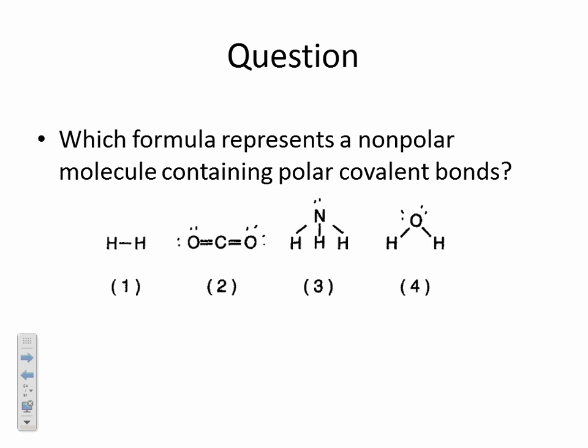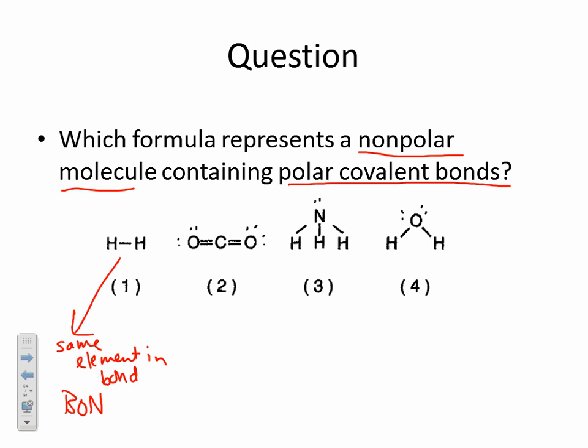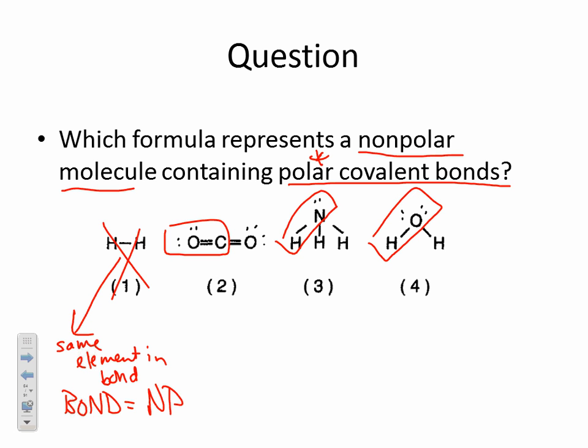So first question, which formula represents a nonpolar molecule? That's important, containing polar covalent bonds. So if we look at choice 1, notice that we have the same element in the bond. That means that the bond itself is nonpolar. This can't be the right choice because we need to have polar covalent bonding. Now, if we just focus on the bonds, I don't look at the entire molecule. I just focus on an individual bond. That's all I'm doing. In all these other 3 cases, I do have polar bonds.